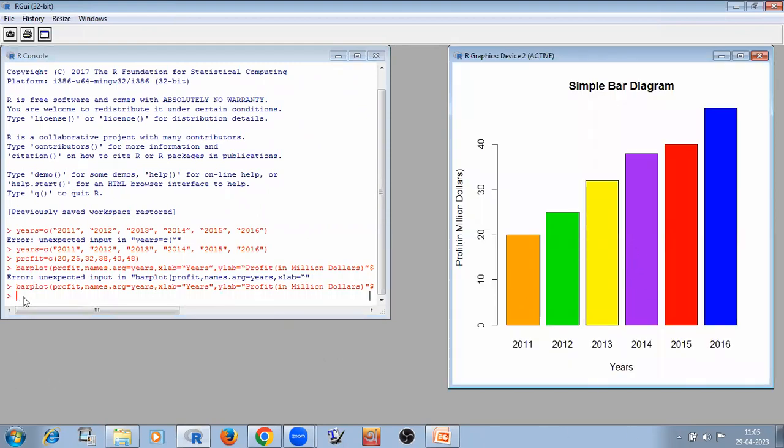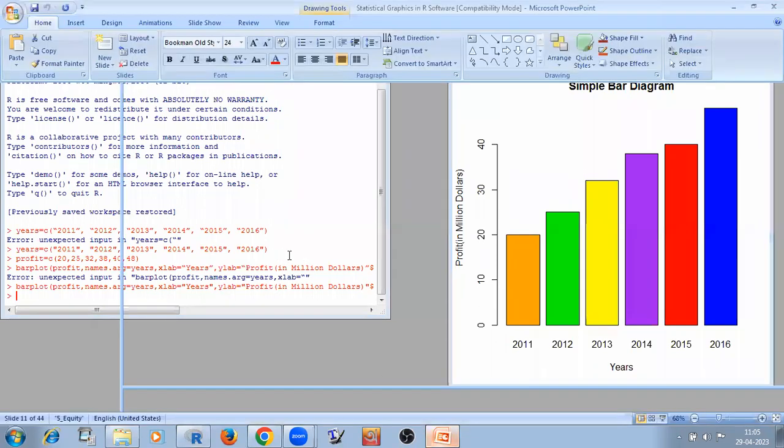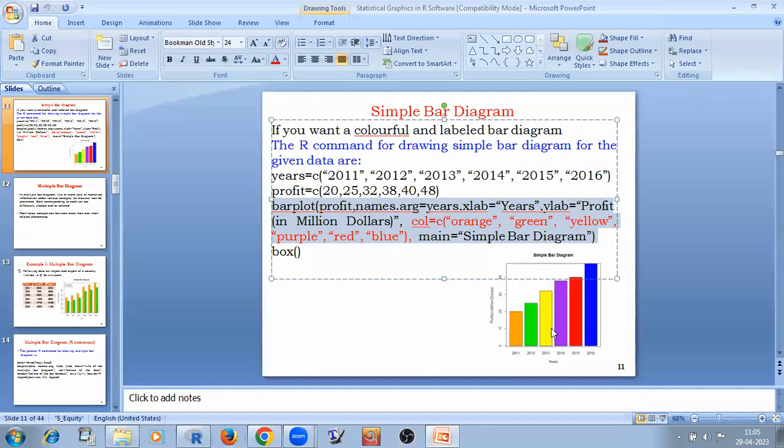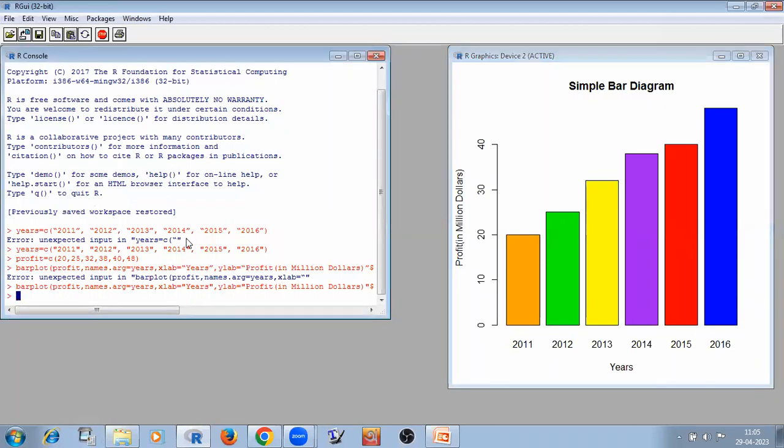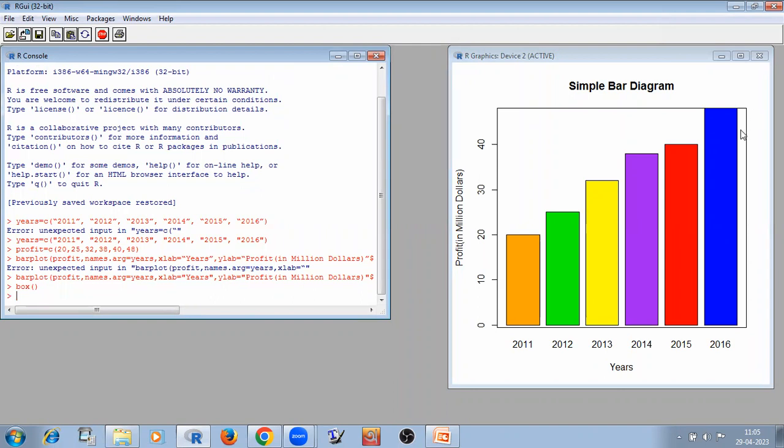Here I'm not writing box. You see here box is written, but I'm not giving box here, so that's why it is coming like this. And if we write box, then, oh sorry, just click on this and then box, so it will come like this. I think you can understand the difference. It will come as within the box. This is the simple bar diagram. I think all of you are clear on this simple bar diagram. So we move to our next one.